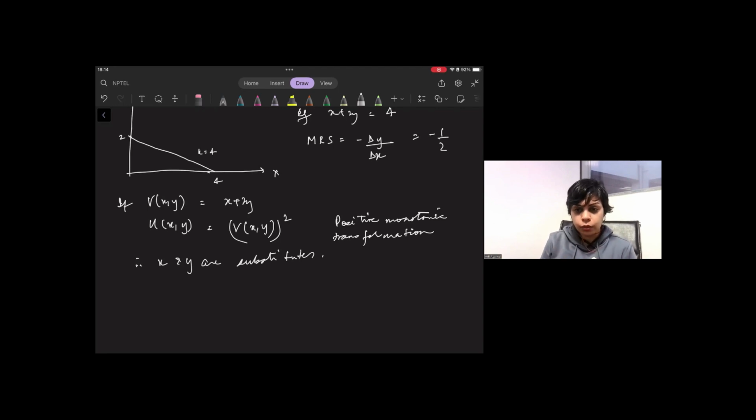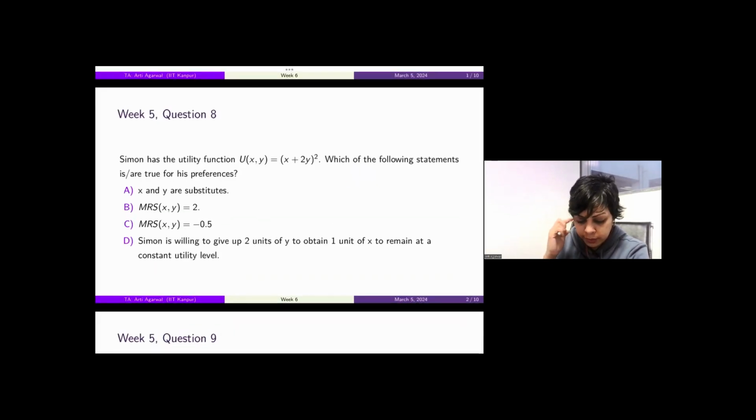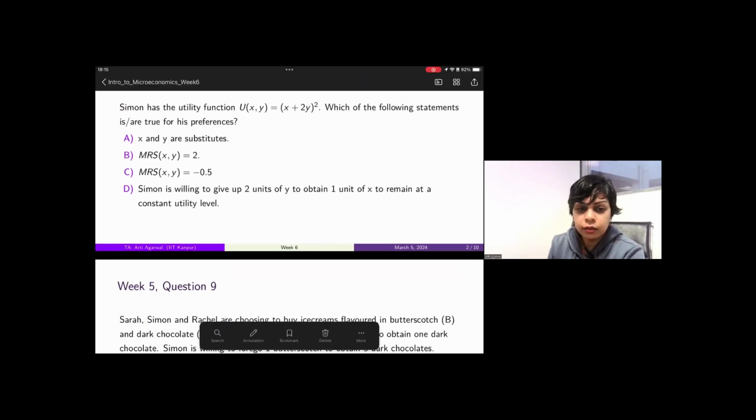So they are still substitutes, meaning you are willing to substitute one for the other, but you're not substituting both of them in the same proportion. You're substituting 1 unit of y for 2 units of x. So they are not perfect substitutes, but they are substitutes, which is what the question is basically saying, that x and y are substitutes. So A is also correct.